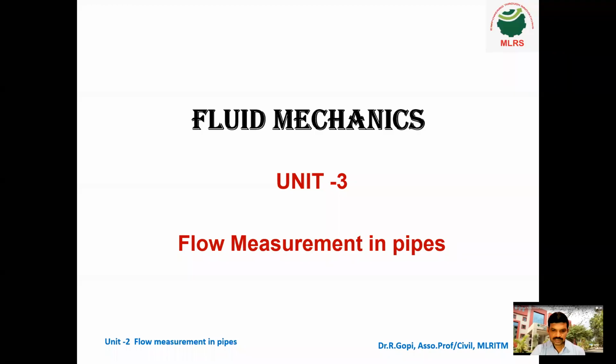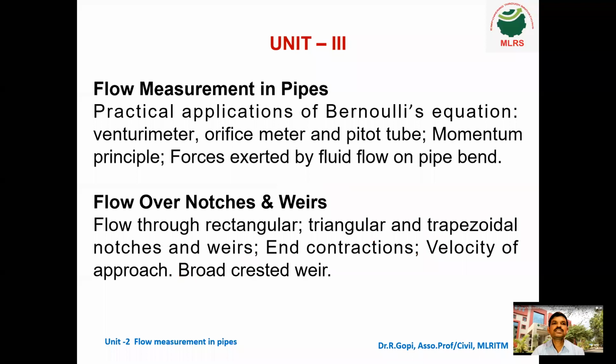Students, from today onwards, we will move to Unit 3. Okay. So, Unit 3, the first chapter is flow measurement in pipes. Okay. So, this is the syllabus. So, this Unit 3 contains two parts. First part is flow measurement in pipes. And the second part is flow over notches and weirs.